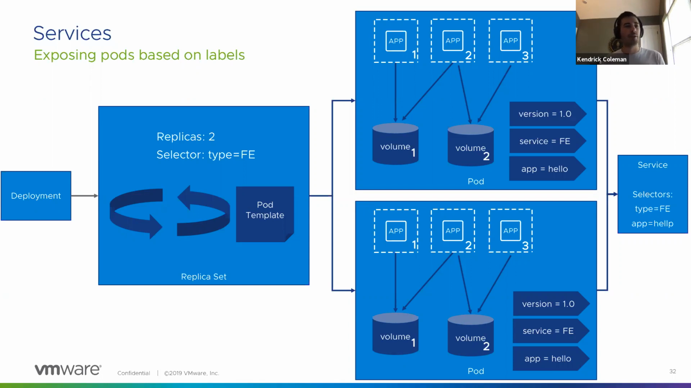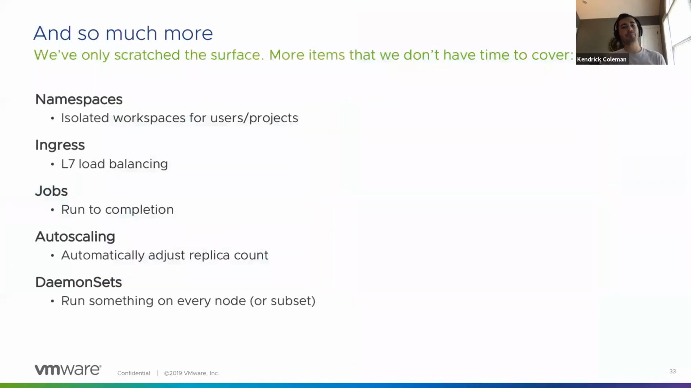The service is what we use to actually access the application. We create services, and then we can expose pods based on labels that we created previously. These all end up tying back to each other in meaningful ways. And we've only scratched the surface here. There are tons of items that we haven't covered, and a lot more concepts such as namespaces. Namespaces are really isolated places where workloads can run, and you have this separation, this delineation for users and projects. You also have ingress. This is a new way, a form of taking layer 7 load balancing.